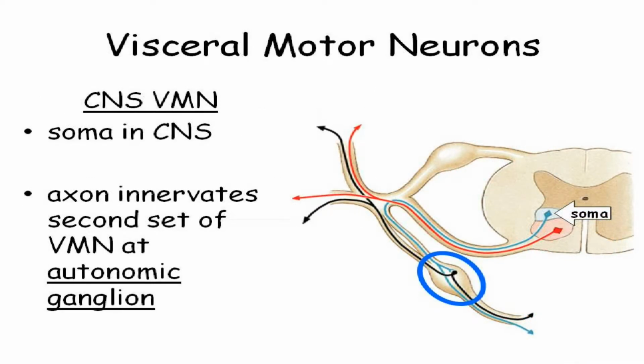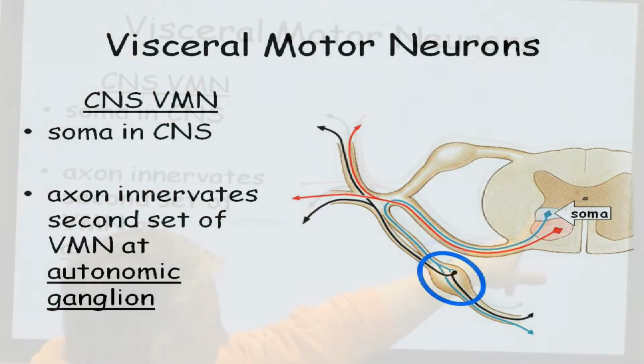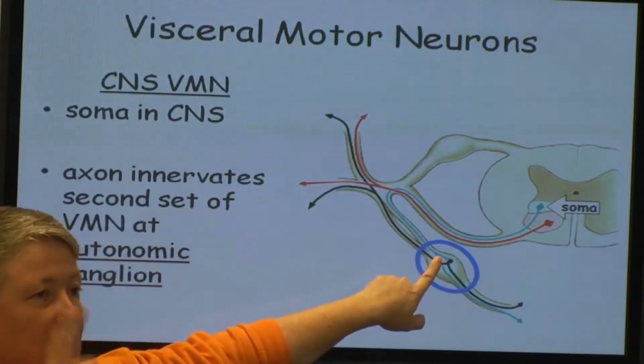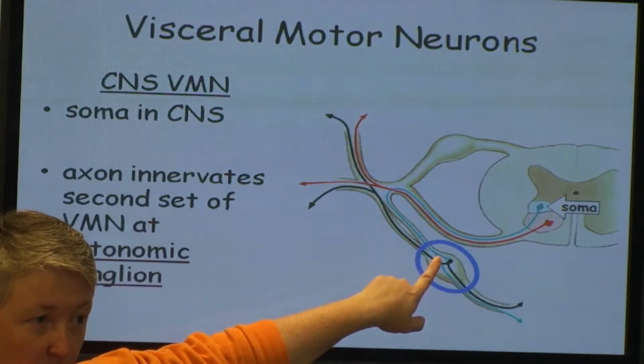Now, those motor neurons are going to start at the same place. They're going to start in the spinal cord, for example. They're in a little bit different place, in what's called the lateral horns, the lateral gray horns. We'll talk about what that is in a minute. But the somas, they're still multipolar. The somas are still inside the spinal cord. The axons still come out that ventral root. This one comes out, and it synapses with a second visceral motor neuron.